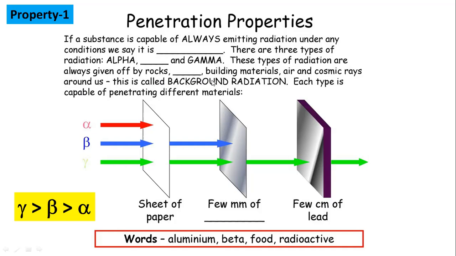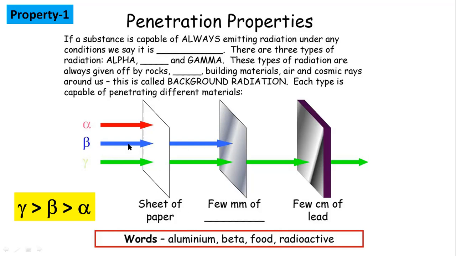Some are dangerous and some are not dangerous to us. It depends on their penetration power. This is one of the properties, and each type is capable of penetrating different materials, as I have already explained. So regarding penetration power, if you have concentrated on this image, you have concluded that the penetration power of gamma is more as compared to beta, and beta is more as compared to alpha.